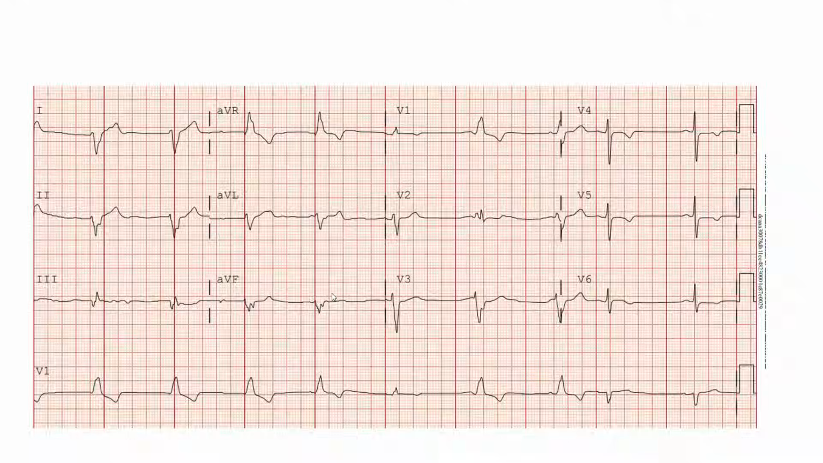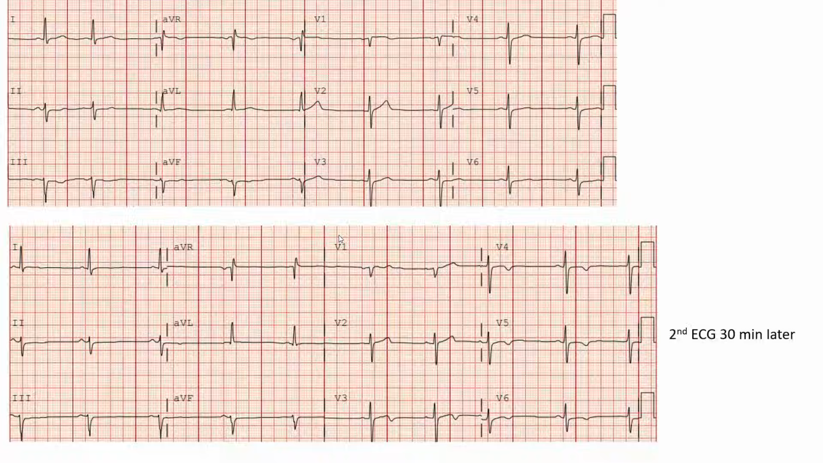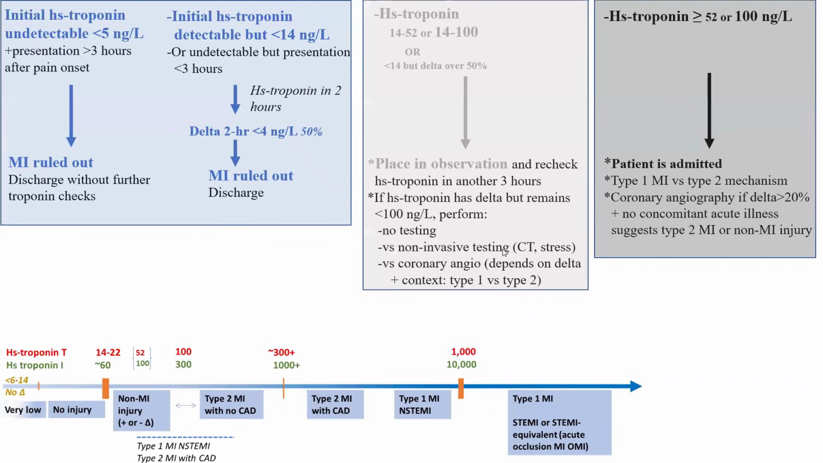So for example, like those cases I showed, this one is troponin between 14 to 100, but it has a context of type 1 MI. So you may perform coronary angio here, depending on the context, and you need to have a positive delta over 20% to decide so. Now, if the troponin is over 52 or 100, this is the higher risk population. That doesn't mean you need cath, but you generally need admission.